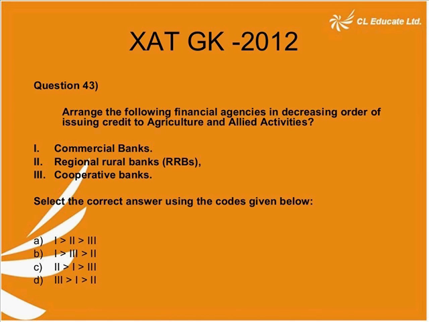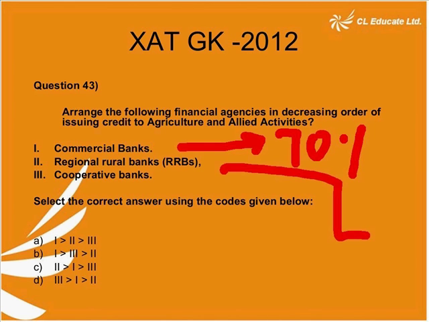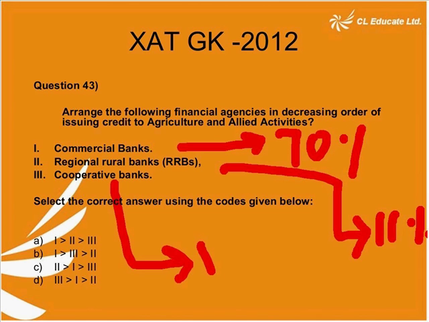I would give you approximate percentages of this so that it may be helpful for your data. Around 70% for commercial banks, around 11% for regional rural banks and around 19% by cooperative banks. So I hope the data is clear. Now remember, in all the government programs, generally this is the ratio: commercial banks are higher, then the cooperative banks, and then the regional rural banks. So the idea is, in most of them, this is the ratio they maintain.